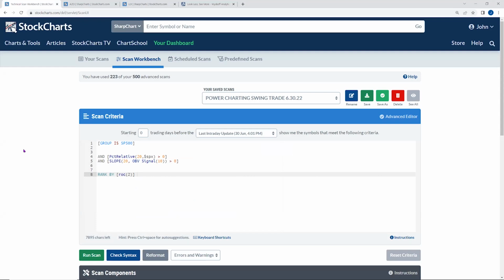This is a very, very simple scan, and it's just running on the S&P 500 right now, very limited universe. It looks at the percent relative, so stocks that are outperforming the SPX and stocks that have a positive slope on a 10-period signal line for the on-balance volume. Signal lines are like moving averages. So over 20 periods, we look at the 10-period signal line, and it needs to be positive also. We're going to rank by the rate of change.